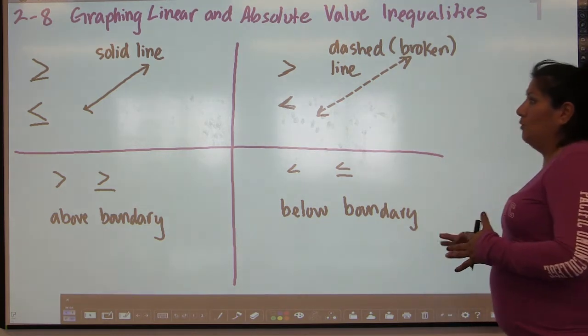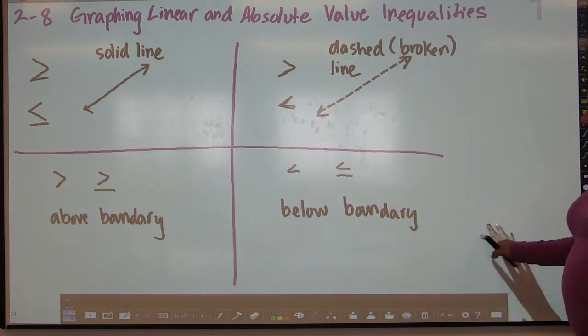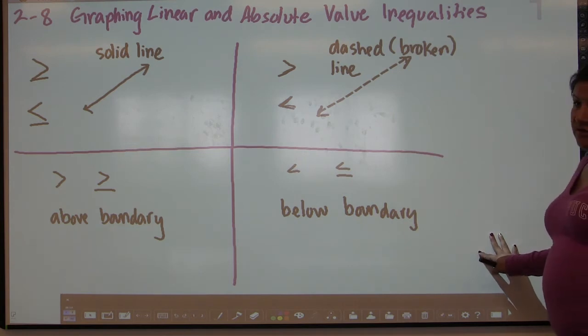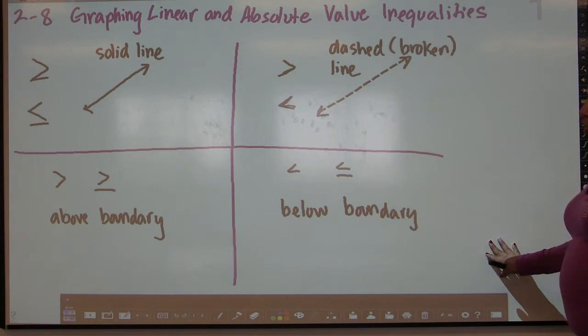So that's important to know, but of course I will show you how to do that with some examples, especially where the shading comes into play, because sometimes the less than or greater than can be deceiving when there's negatives involved. But there is a fail-proof way to know which side of the boundary line to graph. So I will be showing you that as well.